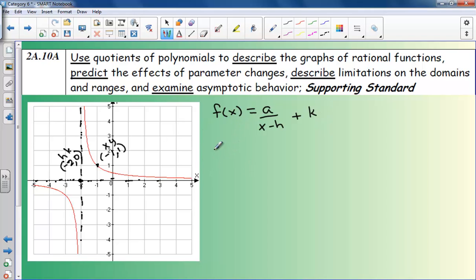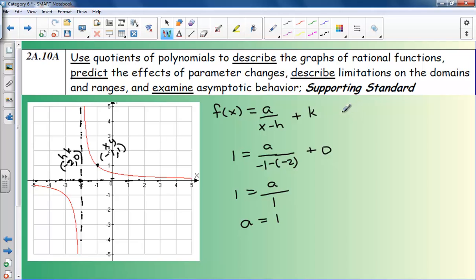And so then f of x is y. So I'm going to set up an equation. So I've got y1 is equal to a over my x value minus my h value plus my k. And then I'm going to solve and find my a. So 1 is equal to a over -1 minus a -2, which becomes just 1. So for this particular function, a is 1.